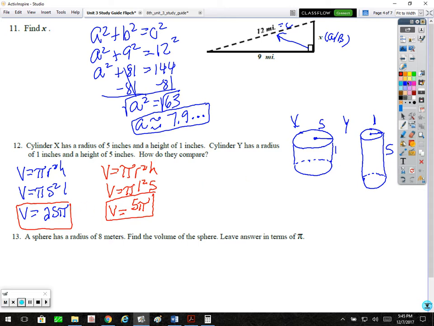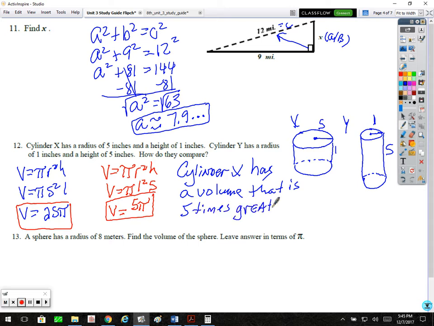So what we want to write is something along the lines of: cylinder X has a volume that is, excuse my sloppy writing, 5 times greater, or bigger, than the volume of cylinder Y. Okay? And again, that radius was a giveaway, wasn't it?